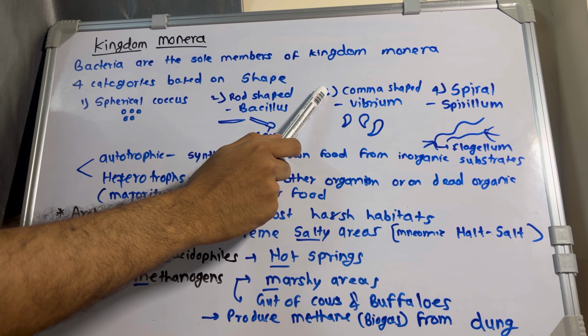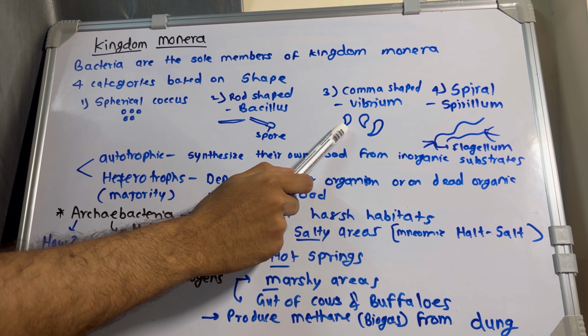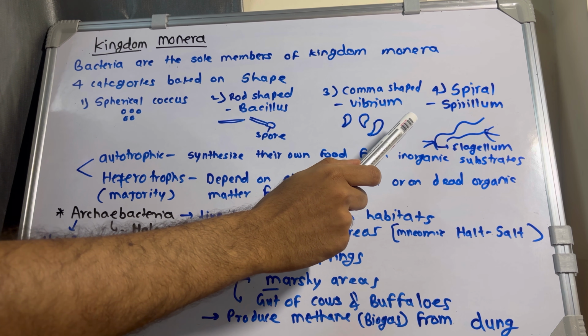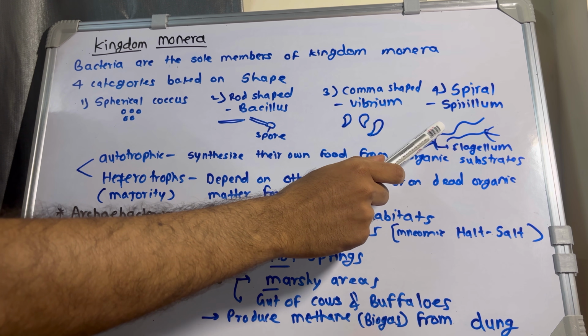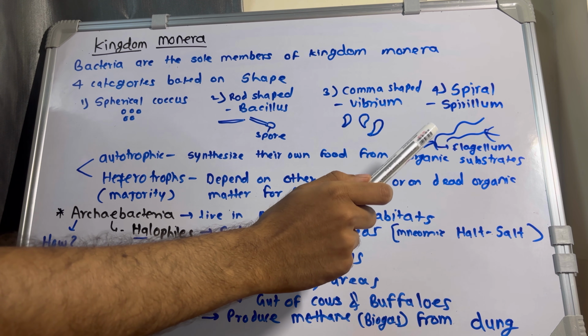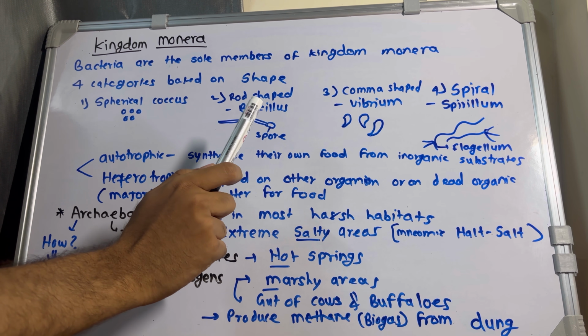And if it is comma shape, you can look at this. If the bacteria is comma shape, it is called vibrio. And if the bacteria is spiral in shape, we will call it spirillum. So this is a spiral bacteria containing the flagella at the end. This bacillus contains spore at the end.